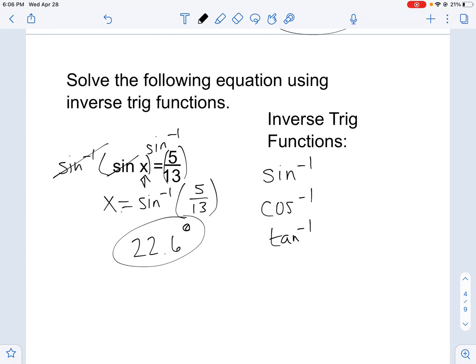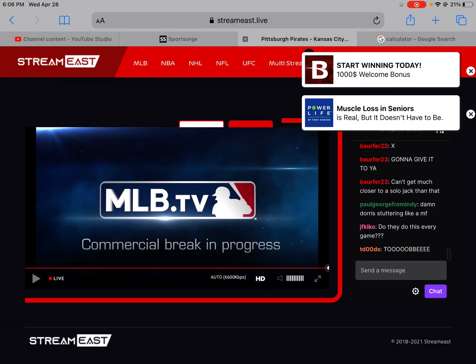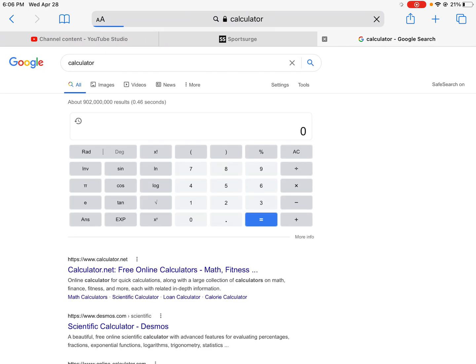Now, you might be wondering, okay, great, I don't have one of those calculators. How can I do this? So let's look at that. So make sure that you have Google Calculator open. Make sure you're in degree mode. We go inverse, and there it is. Now it's also known as arc sine, if you didn't know, of 5 divided by 13. And there we go, 22.6.